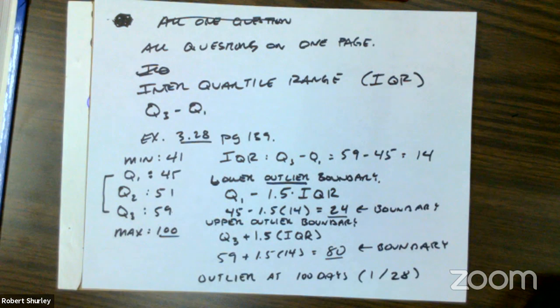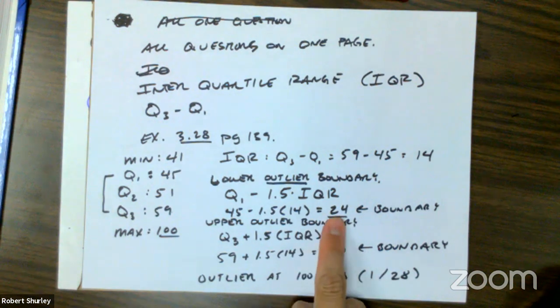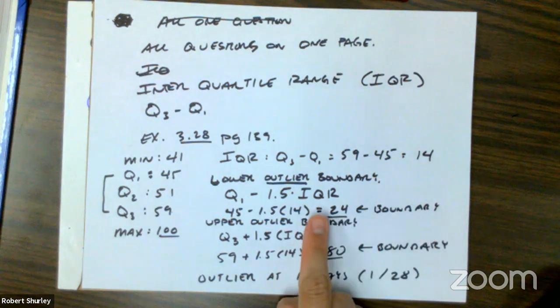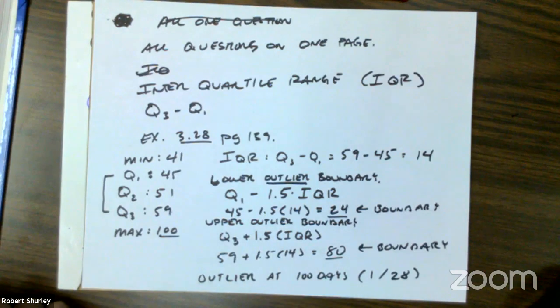Any questions about this? I'm going to talk more about outliers and what we should do or not do with them. But are there any questions about this? So you're really just making a boundary on your graph, or a boundary number, that says, look, for this data, if we had any number less than 24, it would be considered an outlier, and any number above 80 would be an outlier.